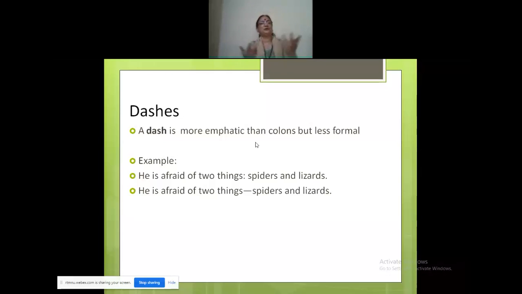So see the punctuation marks, what role are they playing? In a controlled situation, you can use the colon, and where you want to give more emphasis, then use the dash. So I was talking about the fourth feature. The fourth feature is the colon. We said extra information, but colon is not giving the extra information. What comes after the colon is usually connected with the first part of the sentence.